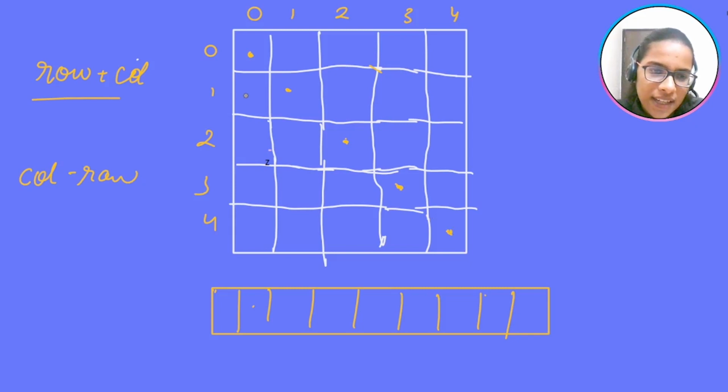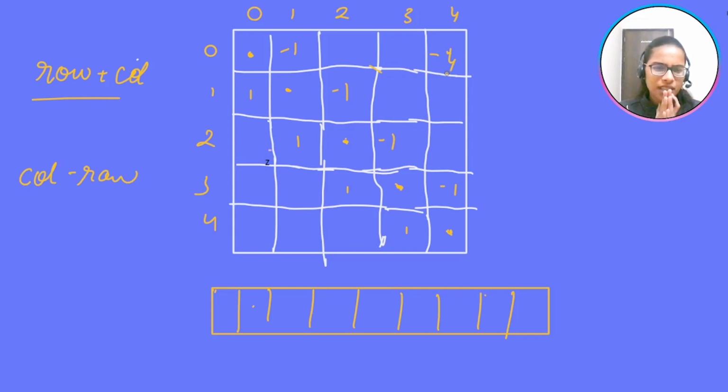Now over here it will be 1 minus 0, so it will be 1. 2 minus 1, it will be 1. Then 3 minus 2, it will be 1. Over here it will be 1. But over here you'll get minus 1, and minus 1 over here. If it's over here, then it will be 0 minus 4. But we don't have negative indices. So what can be done?